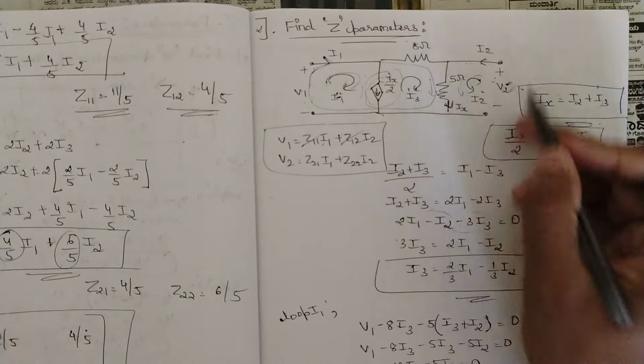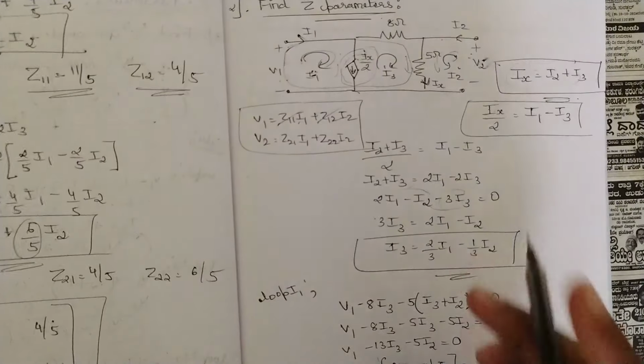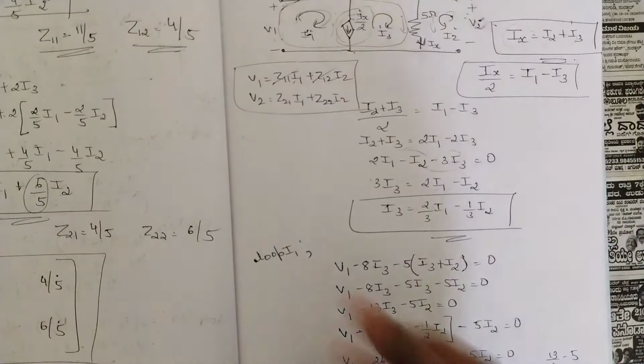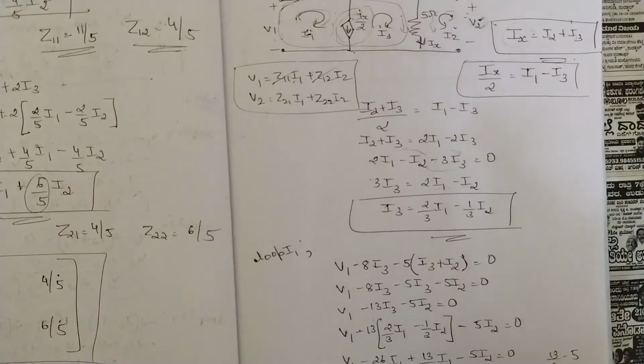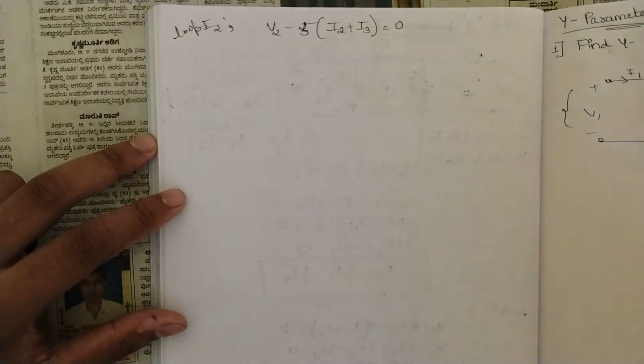Similarly, for loop I2, solve using mesh analysis. Wherever we would be getting the I3 term, substitute this value and make the whole equation V2 in terms of I1 and I2 and get the coefficients Z21 and Z22. Okay. So now let's do that part. So we have written the loop I2 equation after checking the loop.